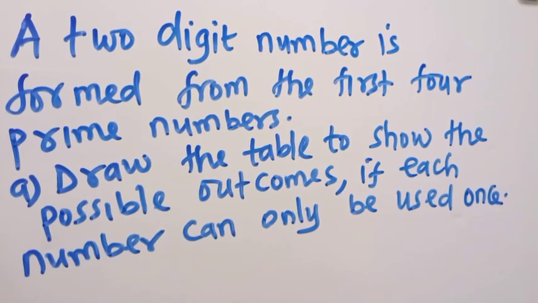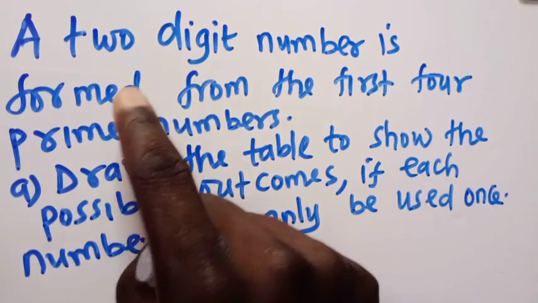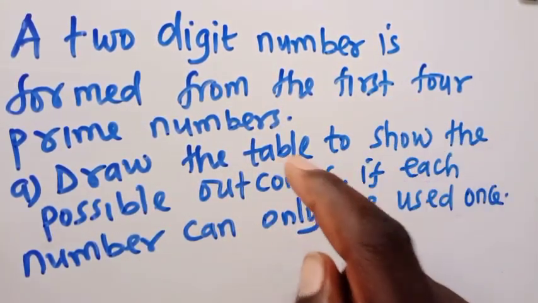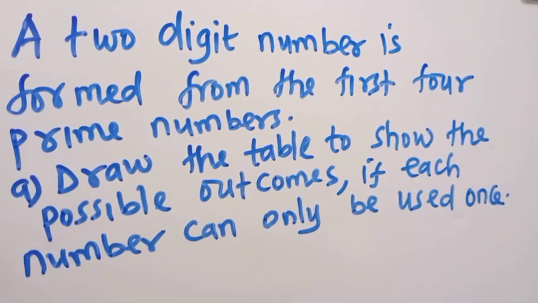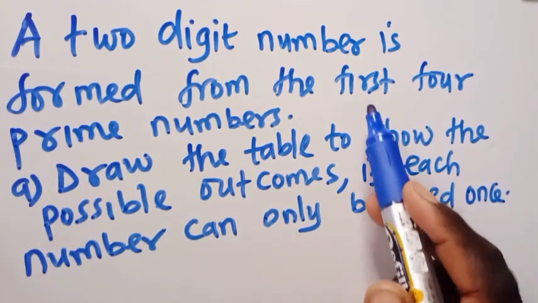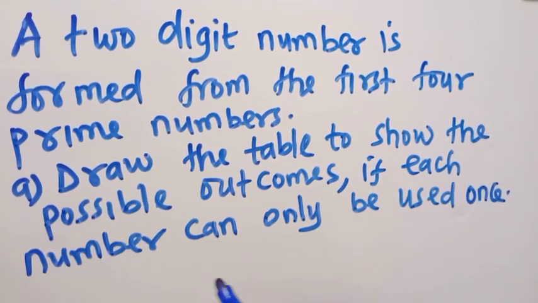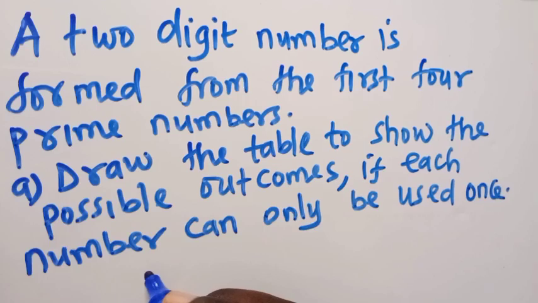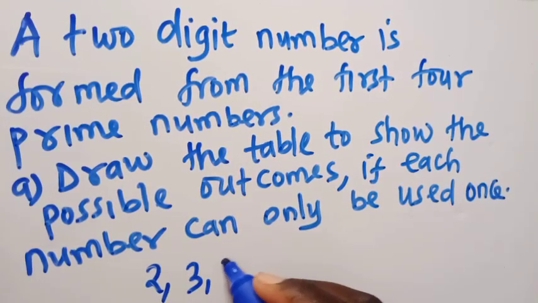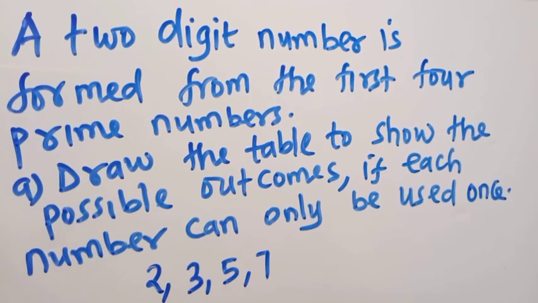Now, let us try to interpret this question. A two-digit number is formed from the first four prime numbers. What are the first four prime numbers? The first four prime numbers are 2, 3, 5, and 7. Those are the first four prime numbers.